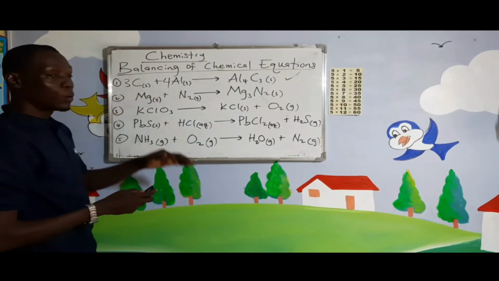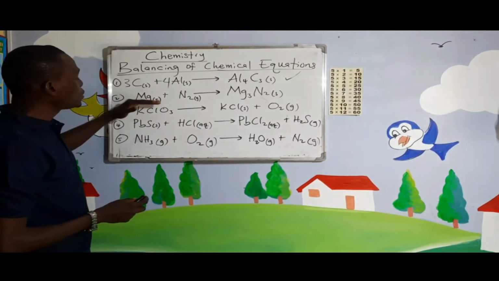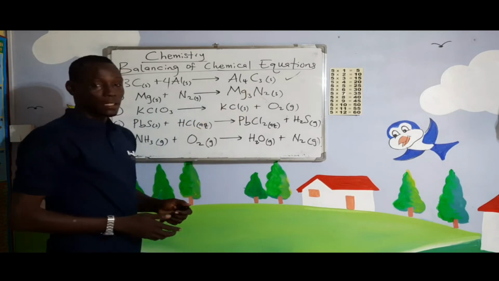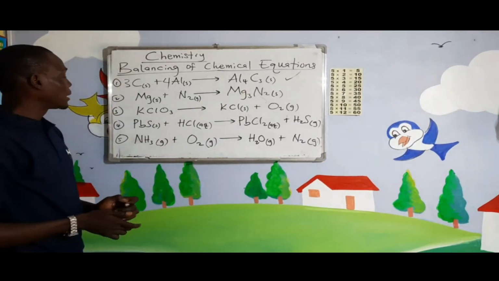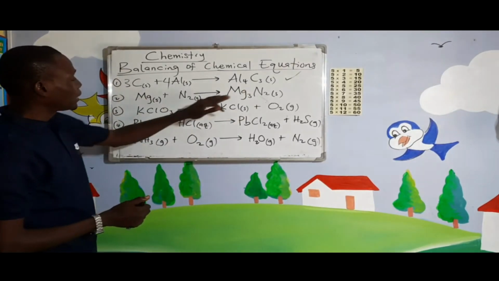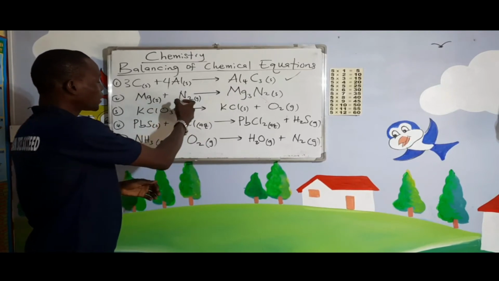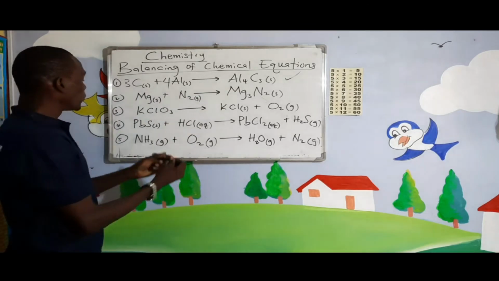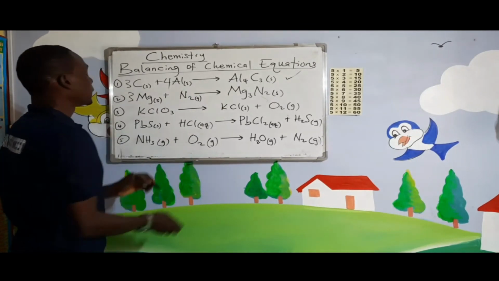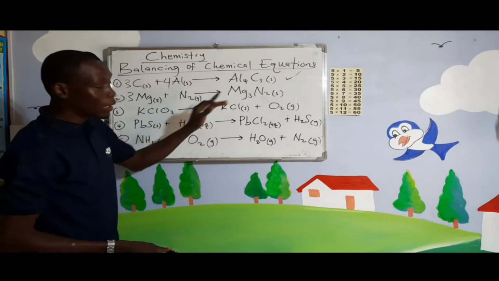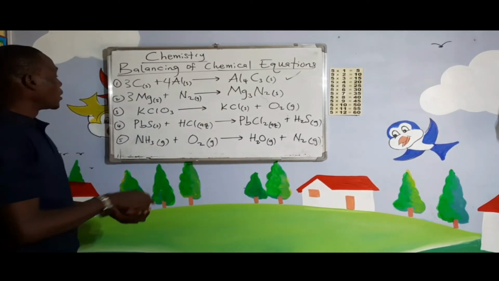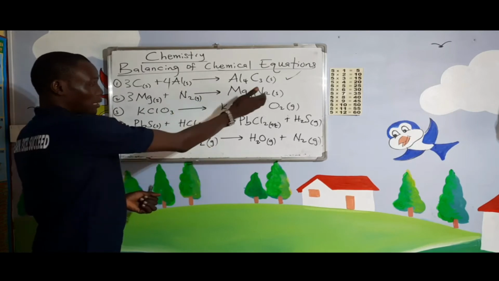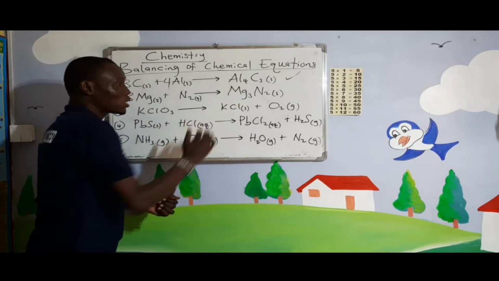We now look at the second one. The second one is a reaction between magnesium and nitrogen gas to form magnesium nitride. The equation is of course not balanced. We have 1 atom of magnesium here, 3 here. We have 2 atoms of nitrogen here and 2 atoms of nitrogen here. So what do we do to balance this? We put 3 here. So the equation is now balanced. 3 atoms of magnesium, 3 atoms of magnesium here. 2 atoms of nitrogen, 2 atoms of nitrogen.